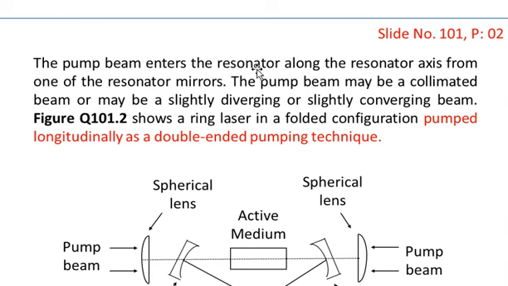The pump beam enters the resonator along the resonator axis from one of the resonator mirrors. The pump beam may be collimated, or may have slight divergence, or be slightly convergent. So the three possibilities are there. The beam could be perfectly collimated, with its spot size matching nearly the cross-sectional area of the active medium. The second option is that the beam is slightly divergent, or the beam is slightly convergent. So these are the three possibilities.